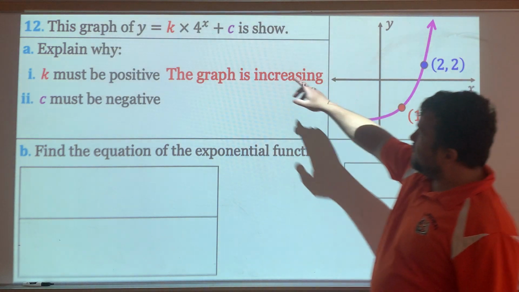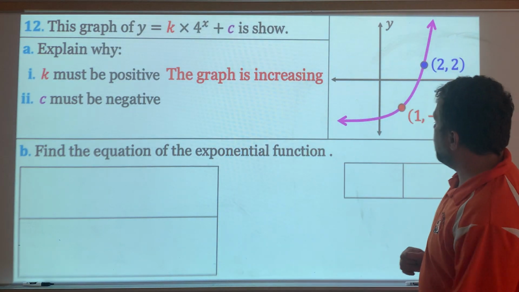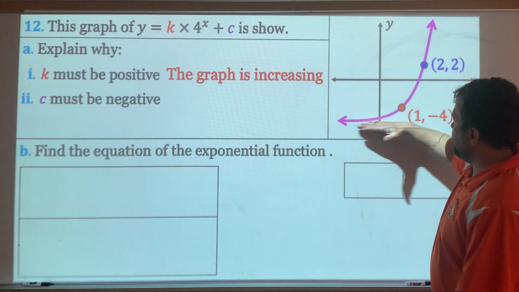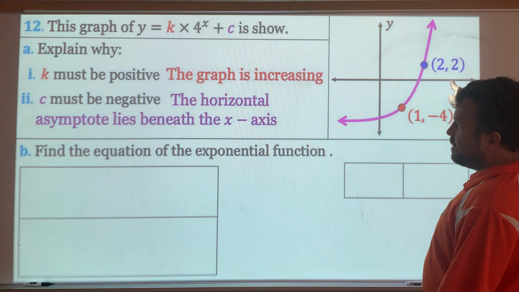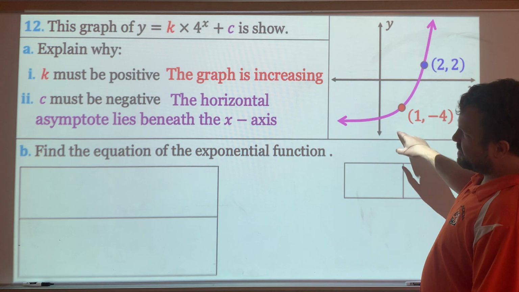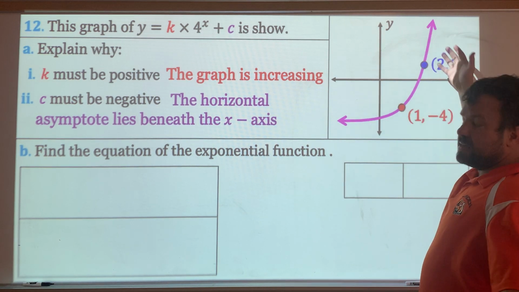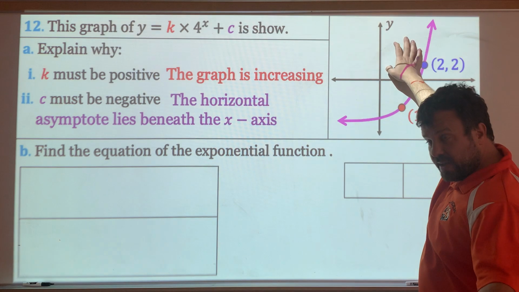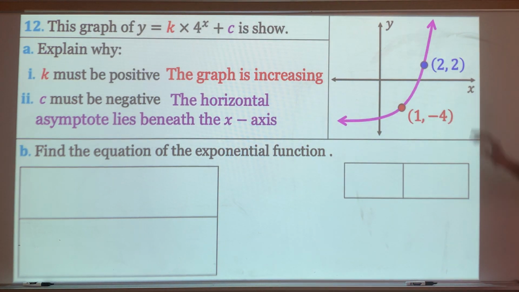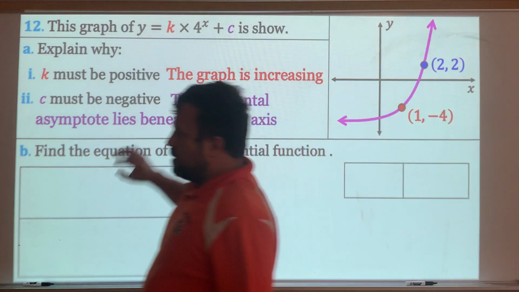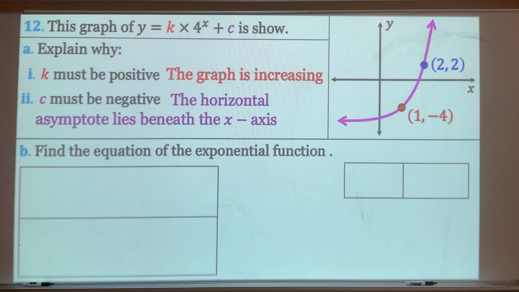Now, why must c here be negative? Our horizontal asymptote. Well, look at our horizontal asymptote, where is it? Under the x-axis. It lies beneath the x-axis. Anytime it's beneath the x-axis, c is negative. Anytime it's above the x-axis, c is positive. If it is the x-axis, c is equal to 0. All right? Now, find that exponential function. Go.